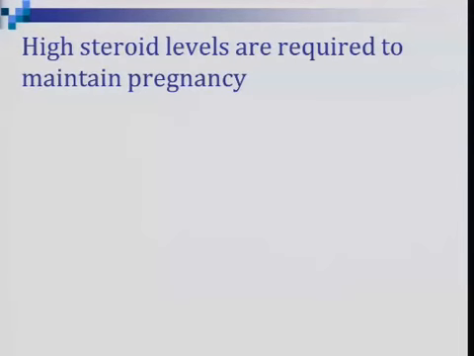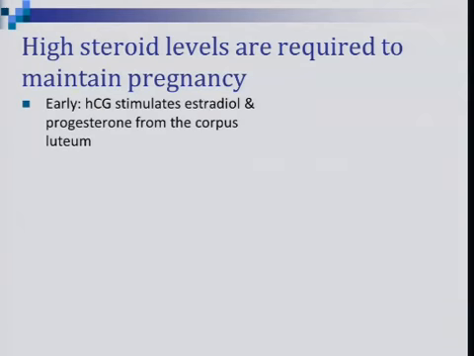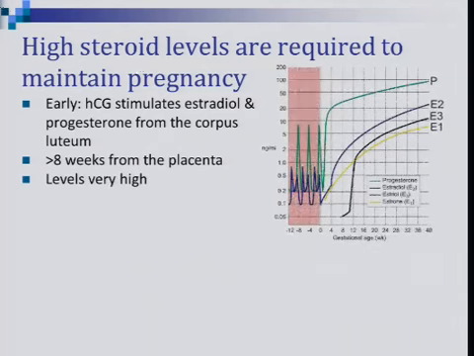Now, very high steroid levels are required to maintain pregnancy. So early, human chorionic gonadotropin stimulates estradiol and progesterone from the corpus luteum. But after 8 weeks, the placenta takes over this function. And the levels of steroids are very high. So if this is prior to pregnancy, this is the beginning of pregnancy right here. This is the gestation.